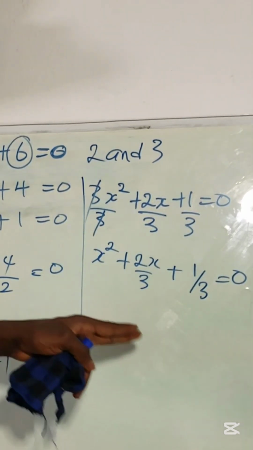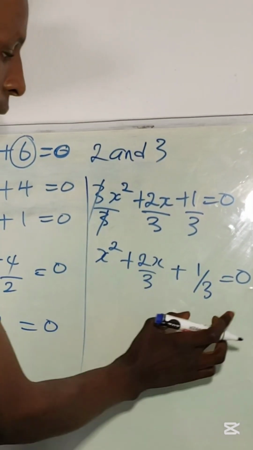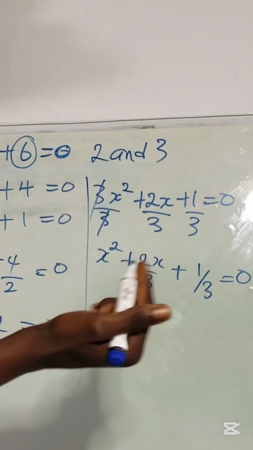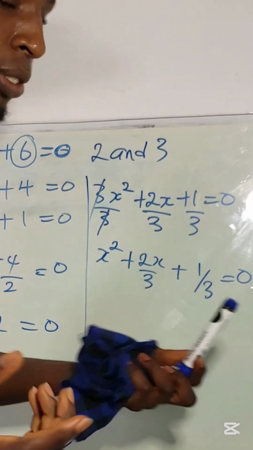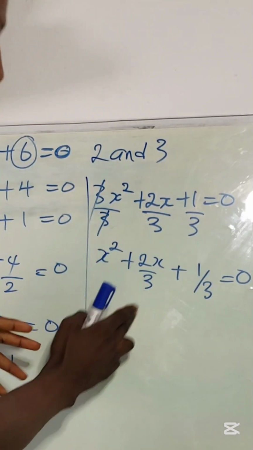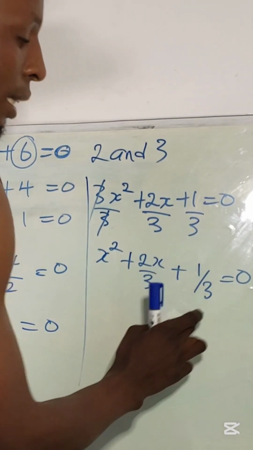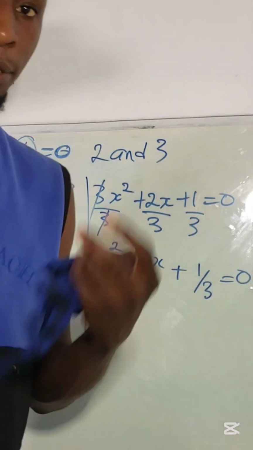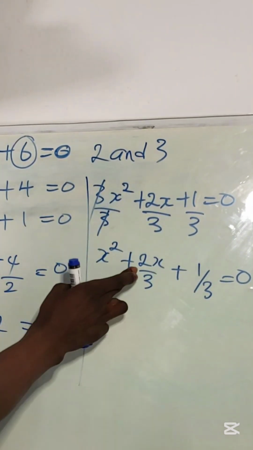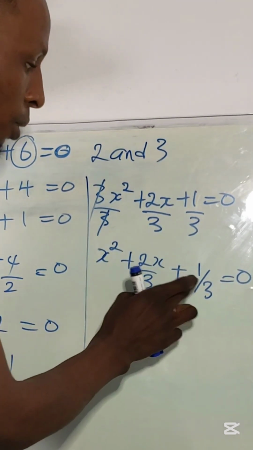You can see that what we have here is a fraction and a fraction. Now, it's still the same thing. You're going to think of two fractions that when you add together, you have 2 all over 3, and when you multiply them, you have 1 all over 3. What do you think are the fractions that when you add them together, you have 2 over 3, and when you multiply them, you have 1 over 3?